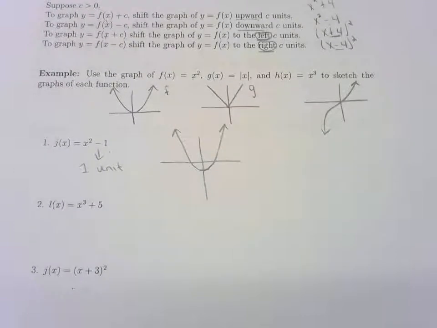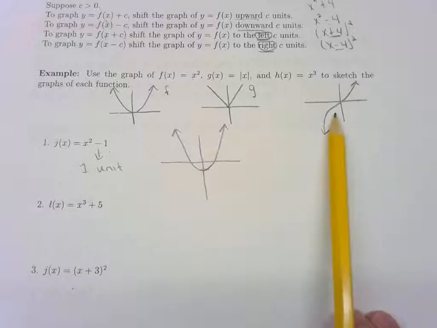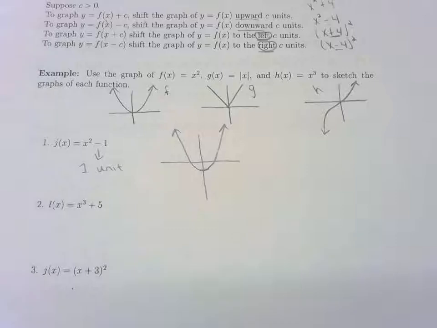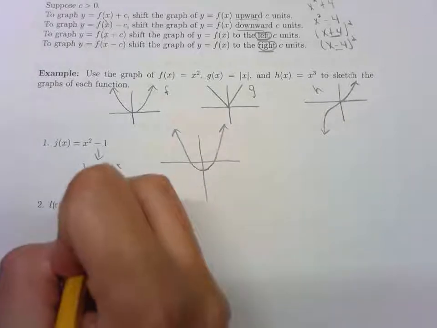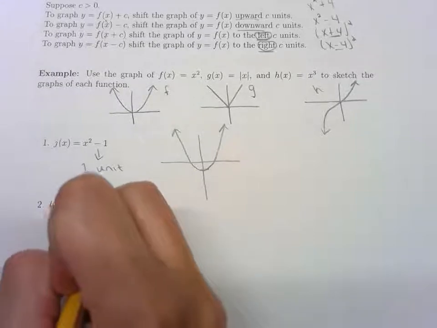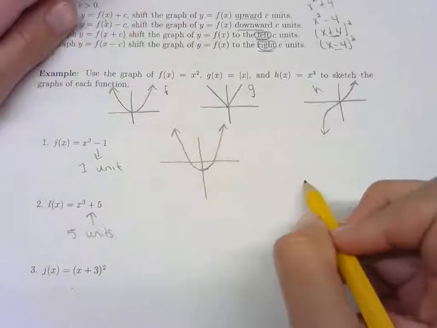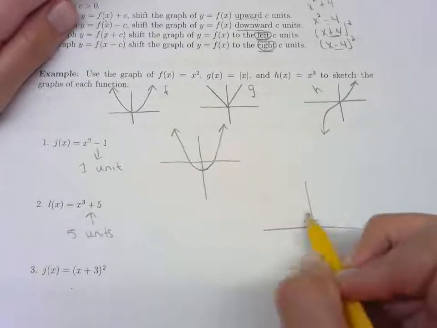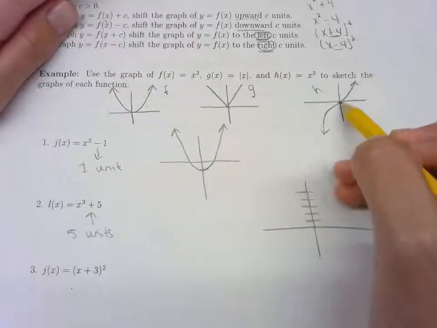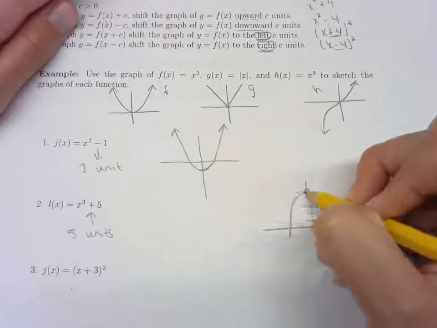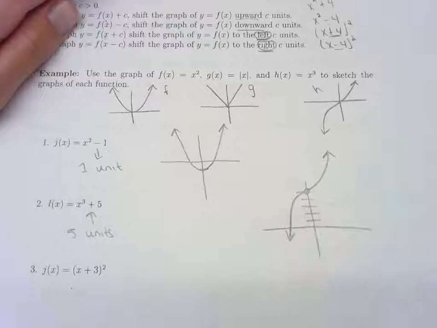Okay, number 2, we have L of x equals x cubed plus 5. So we're using this base function here since it's x cubed, which I needed to label h here. Plus 5 is on the outside, so that means it's going to be a vertical shift. We're going to be moving up 5 units. So we're taking this picture and moving it up 5 units: 1, 2, 3, 4, 5. This middle point here is actually going to be here. So there's kind of our changing point, and we have this picture.